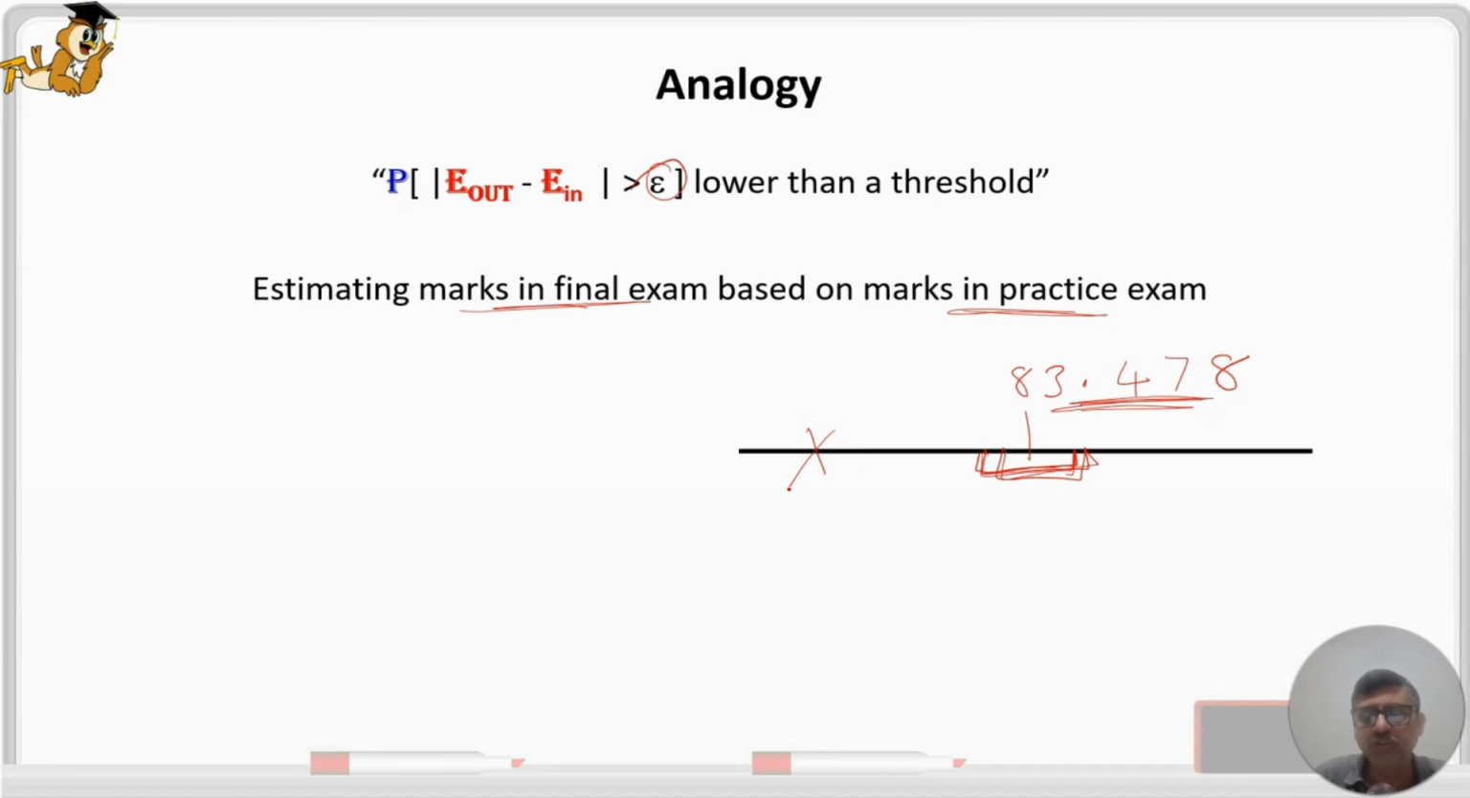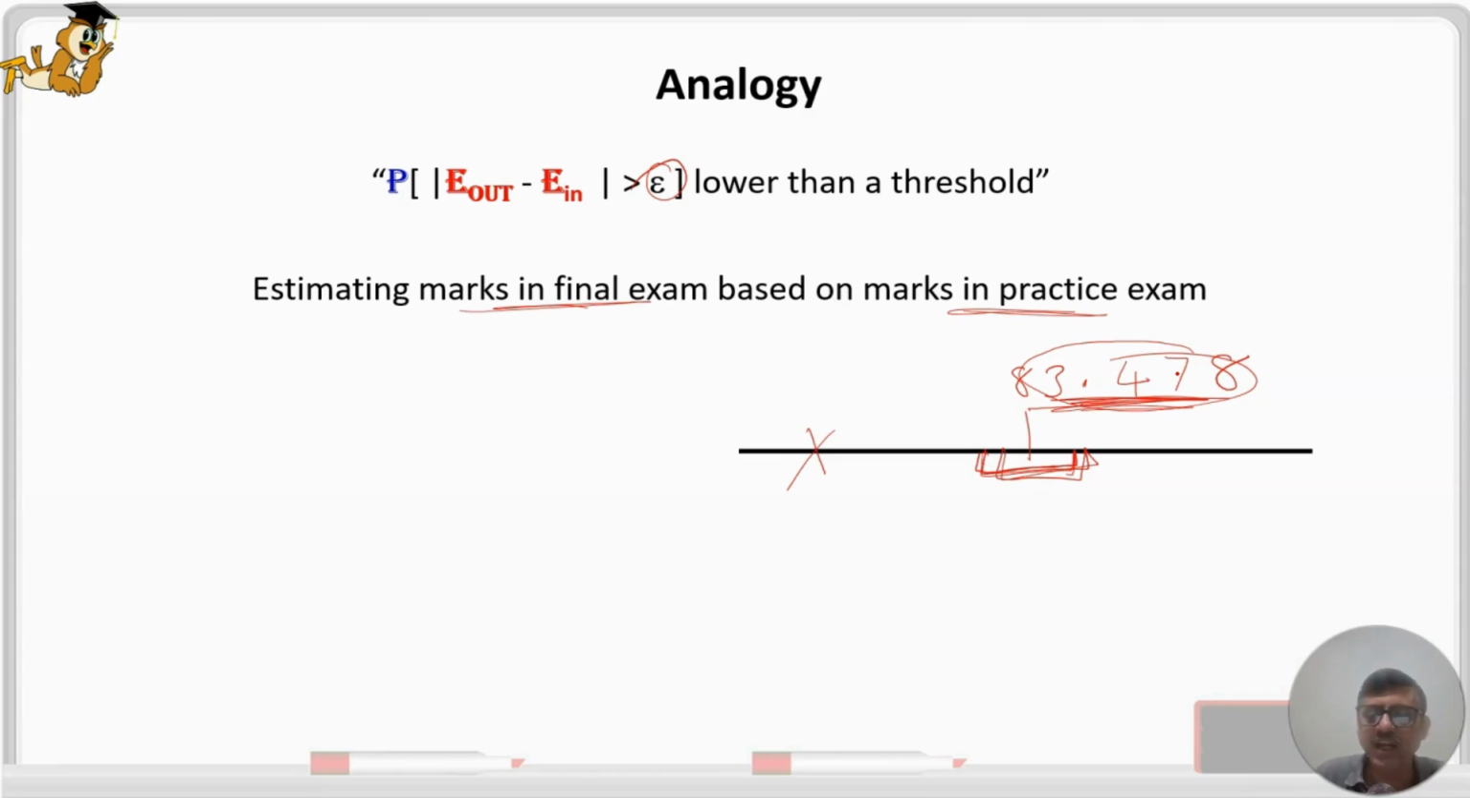Third question, is it possible for you to ensure that he will get exactly 83.478 in his final exam? And the answer to that question again is a no, because this is a real number and the marks in the final exam could vary, and they could take on any real number. Ensuring that he gets exactly 83.478 with any degree of certainty is impossible. So the answer to that question was also a no.